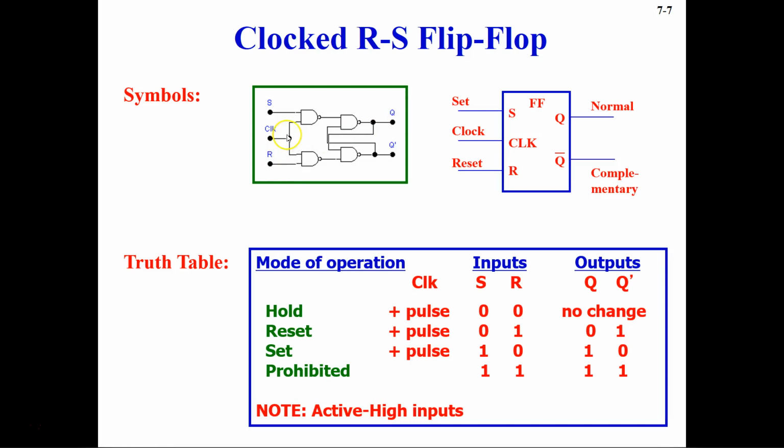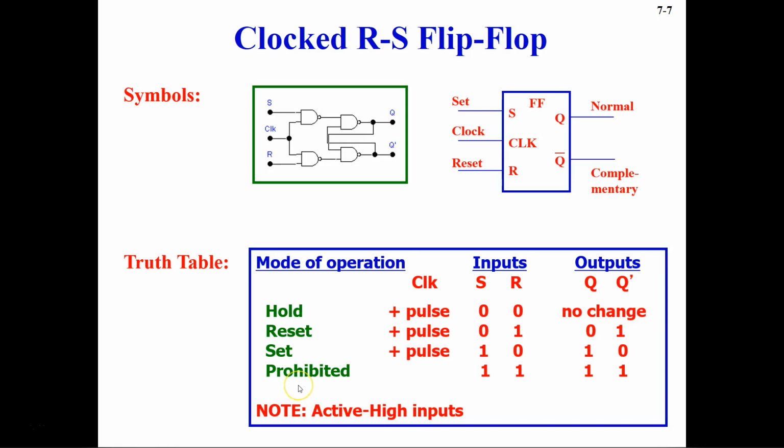And in the third case, the set mode of operation, in that mode your S is going to be 1 and R is going to be 0, and clock is again 1. So when the clock 1 pulse is given, then at that time your Q will be set, which means Q will become 1. So that's what you see here. When S is 1 and R is 0 and clock pulse is provided, then Q will become 1, and Q bar is basically the complement of Q, so that's why you got 0 here.